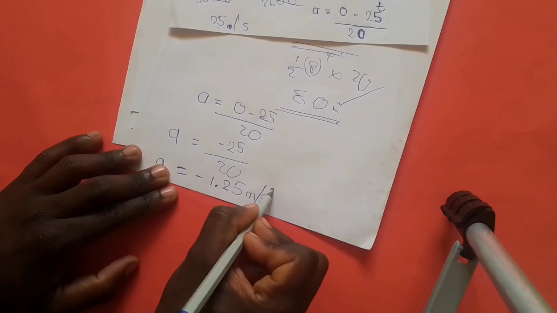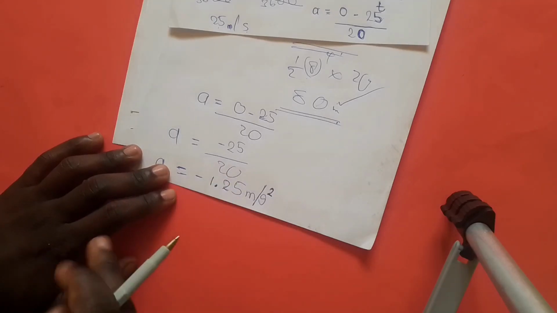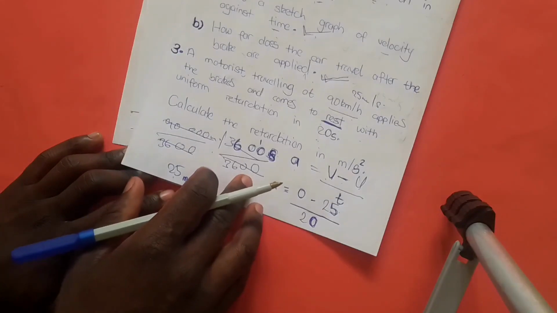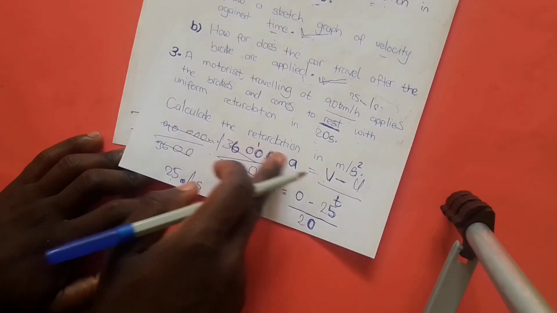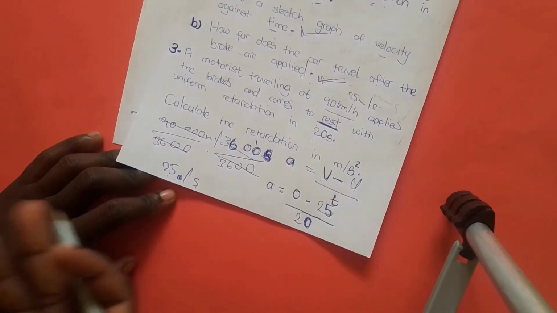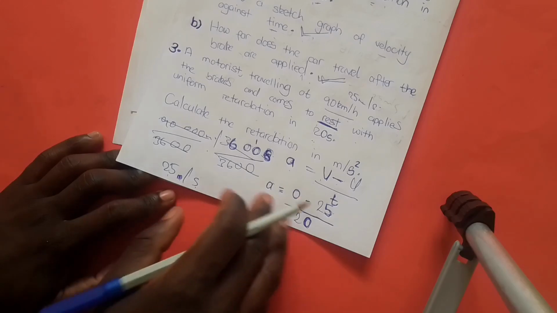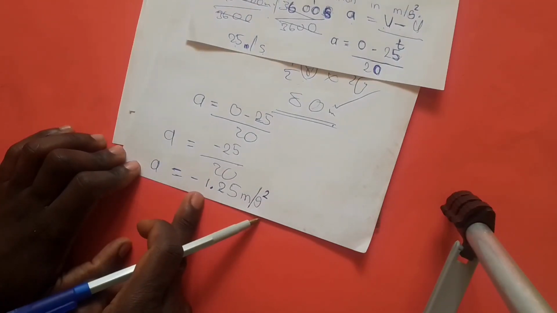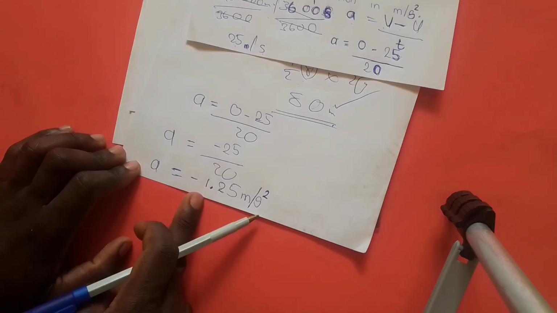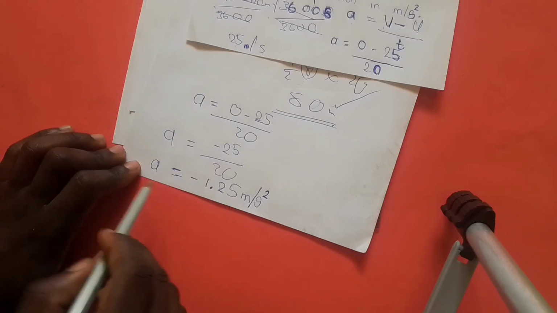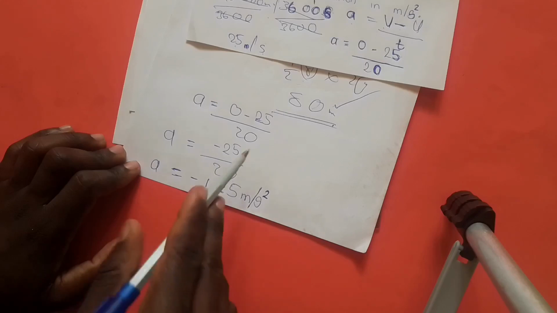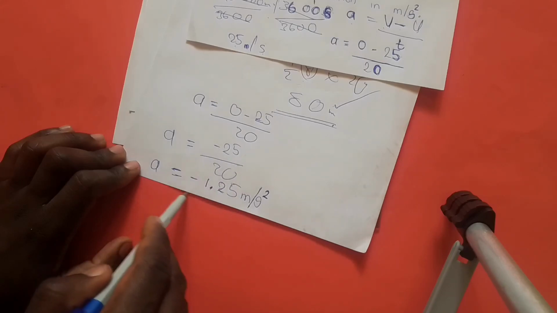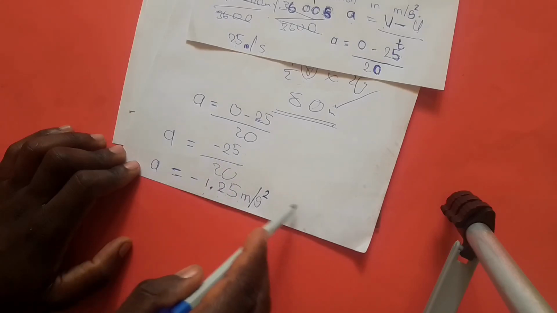This is the part I wanted you to pay close attention to. The question said calculate the retardation in meters per second squared. Retardation is just acceleration with the negative sign. So the acceleration is negative. Why negative? Because it's retardation, it's decelerating. So A is equal to negative 25 over 20, which is negative 1.25 meters per second squared.